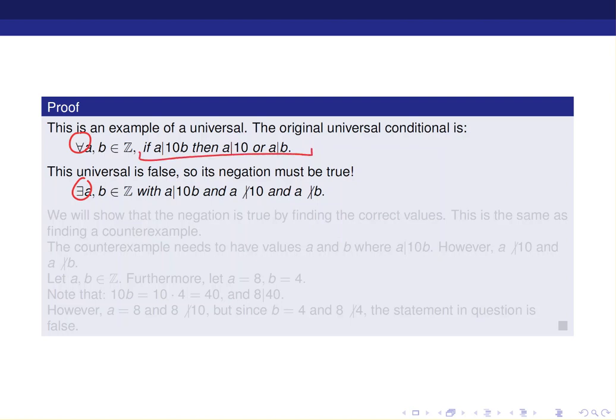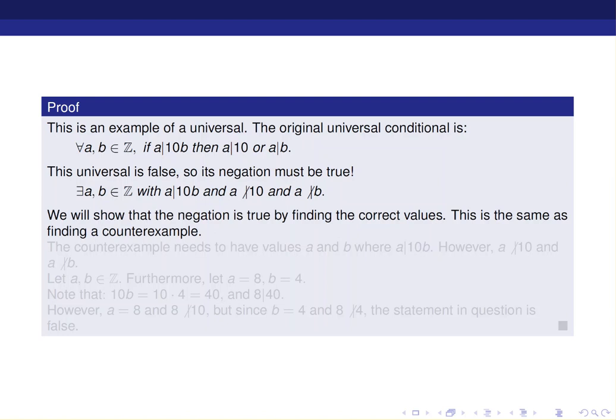And then the negation of the if-then statement is going to be an and statement. And keep in mind, De Morgan's law has to apply. That's the reason why this or is being changed into an and. That's the reason why we spent a lot of time studying logic at the start of this semester. So we will show that the negation is true by finding the correct counterexample values.